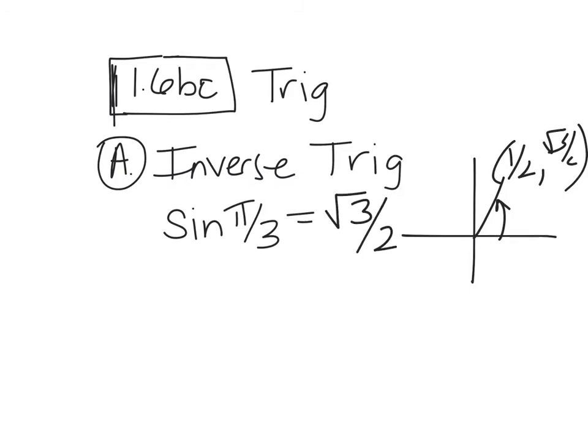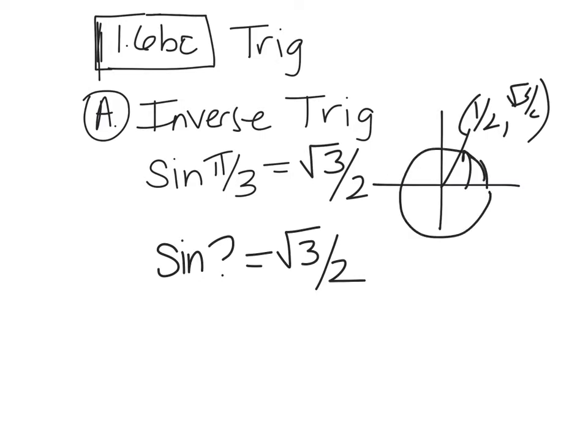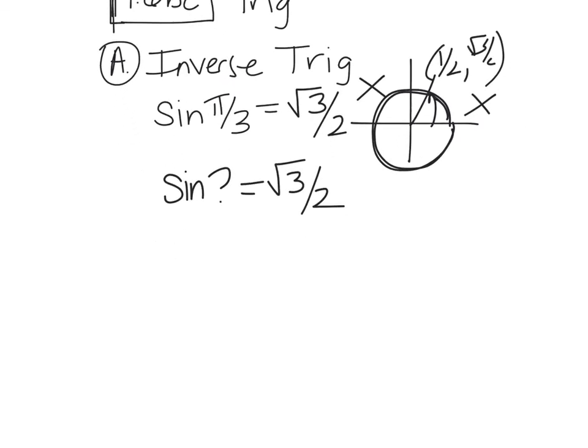Okay. Now we're going to go backwards. I'm going to say sine of some angle gives me rad 3 over 2. And this is not a function because if I was on the unit circle, let's say I'm just on 0 to 2 pi, I would get two answers for this. I would get an answer in quadrant 1, and I would also get an answer in quadrant 2. Okay? So for sine inverse problems, we have to restrict our domain so that we only get one answer. Does that make sense? Yeah?